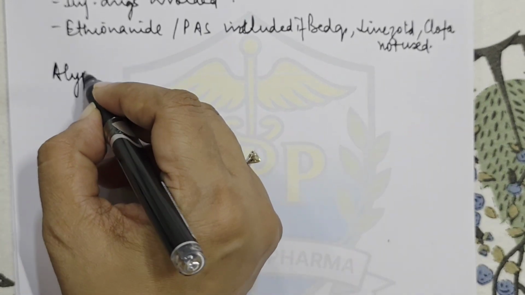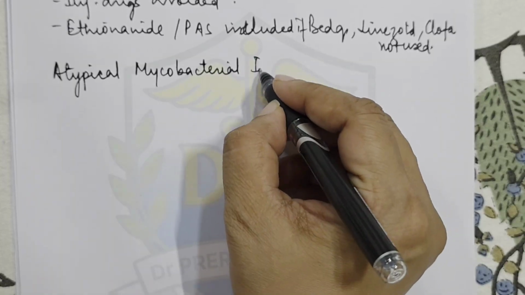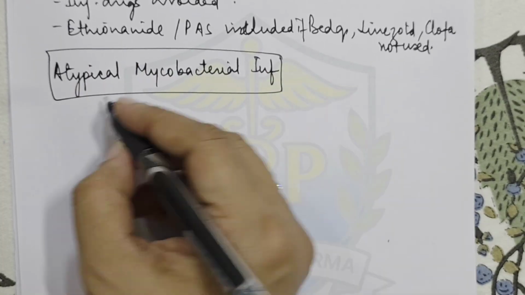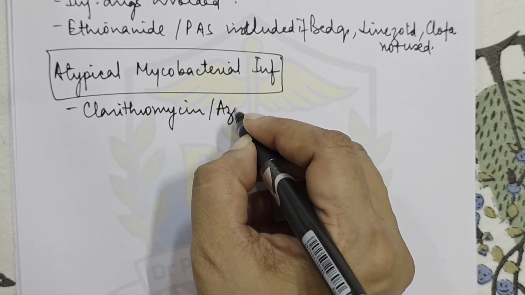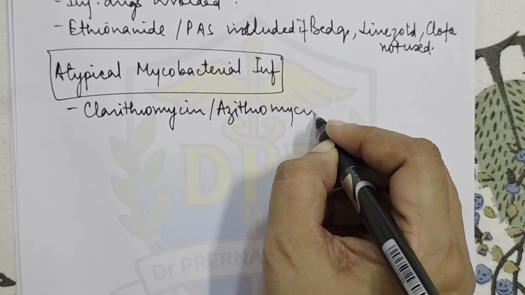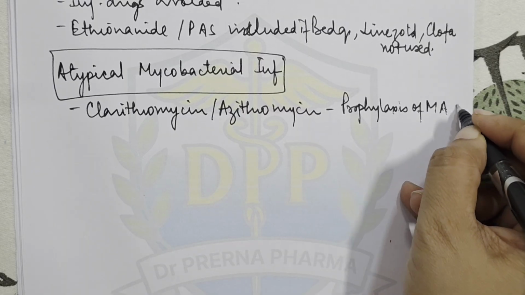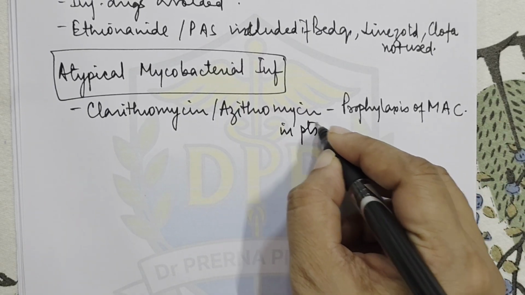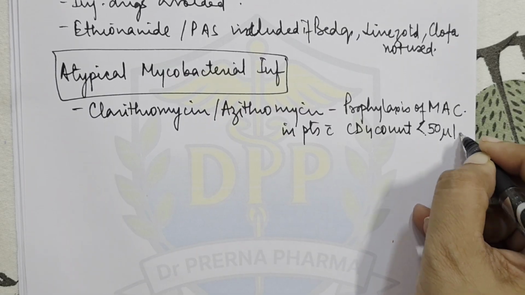Then we come to the atypical mycobacterial infection. Now in atypical mycobacterial infection, clarithromycin or azithromycin is recommended for prophylaxis of Mycobacterium avium complex in patients with CD4 count less than 50 per microliter.